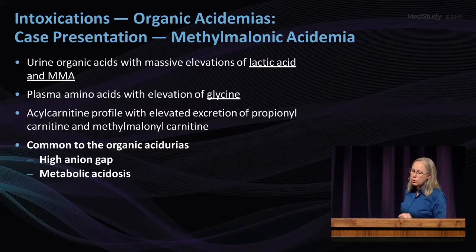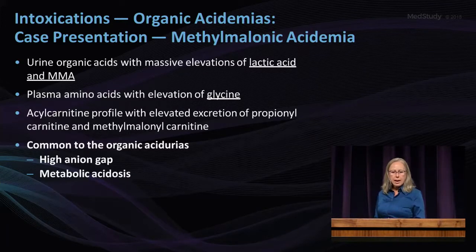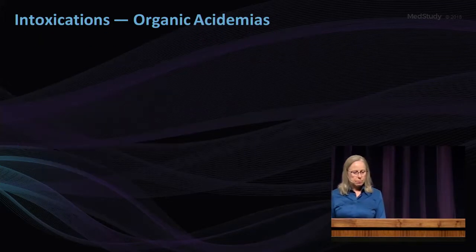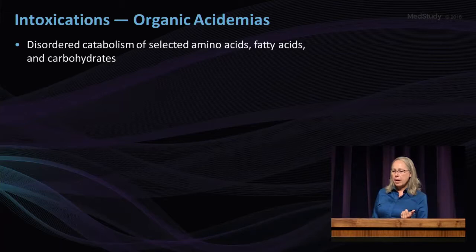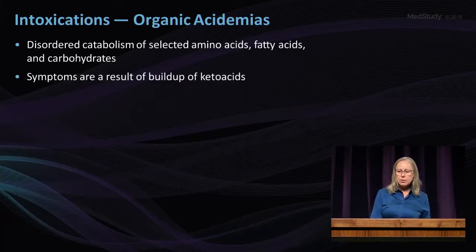So common to all of the organic acidurias is a high anion gap metabolic acidosis. And it's disordered catabolism of selected amino acids, fatty acids, and carbohydrates. And the symptoms are a result of the buildup of the keto acids.